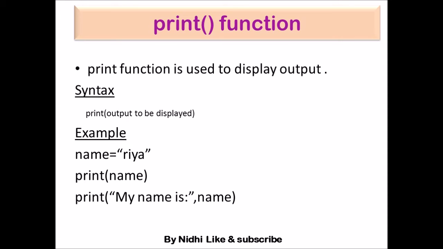So here we have a variable name is equal to Ria. In that we have the value Ria. If we want to display this value, we can write print and in brackets write name. Similarly, if you want to display something like "my name is Ria", you can write a string with double quotes and then take the value from that variable, so it will display the result as my name is Ria. Okay, so this is all about the print function.